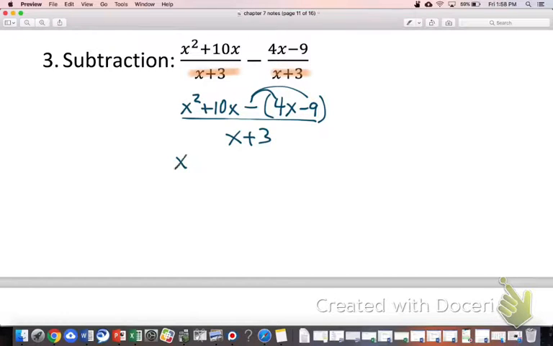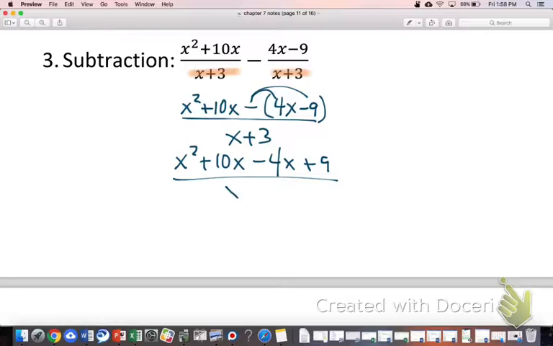That's going to give us x squared plus 10x, and then it would be minus 4x. Almost no one ever misses that one. What's the part they miss? Plus 9. It's plus 9. Almost everyone that makes a mistake here, they forget that it's minus minus, and they just leave it as minus. It should be plus 9.